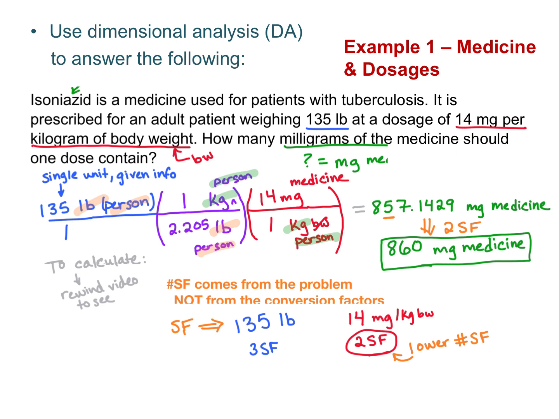Does that seem like a reasonable amount of medicine? That's the last thing we want to think about. Does that seem reasonable? 860 milligrams is less than a gram, and a gram would be like a spoonful of sugar. Think about that weight. That seems like a normal amount of medicine to have.